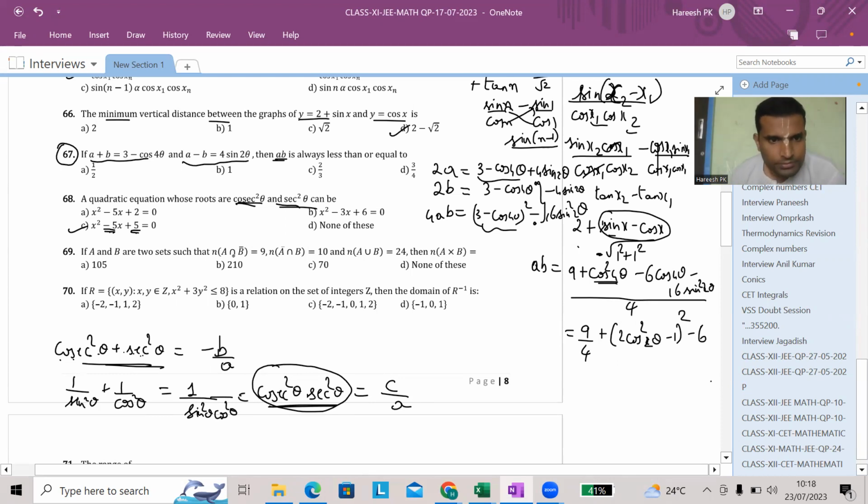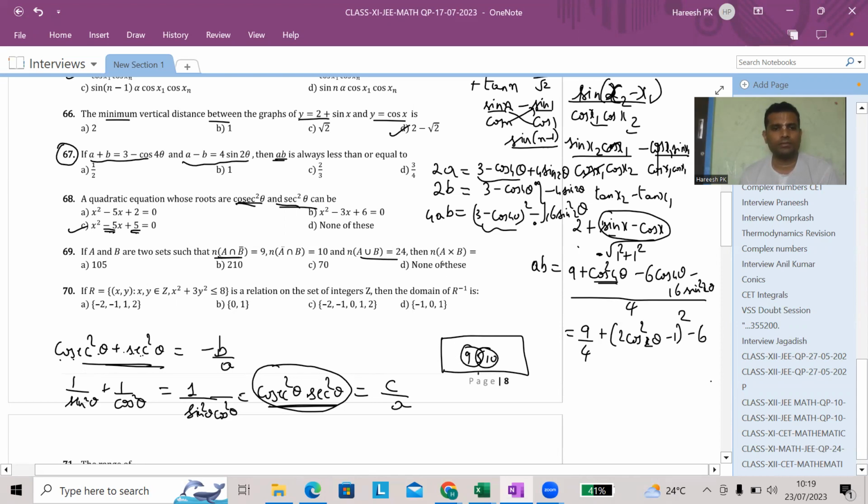They have given A union B is 24. So that means using one diagram, I can say all the regions put together is 24. And A intersection B bar, that is the left region. Left region is 9 and right region is 10. So because A union B should be 24, this has to be 5. Then only you get 24, right?